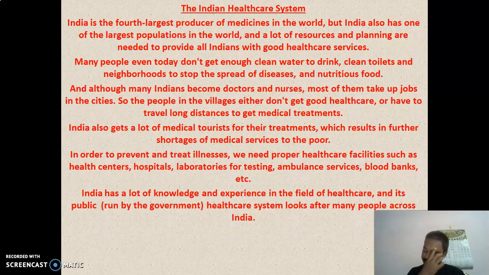This is the Indian healthcare system. What state it is in right now, we have already discussed in the last class. So let's see. India is the fourth largest producer of medicine in the world. But India is so big that even with these resources, it cannot provide everyone everything. And many people, even today, don't have clean drinking water, clean toilets, and neighborhoods to stop the disease, and nutritious food. These are basic amenities people don't have.